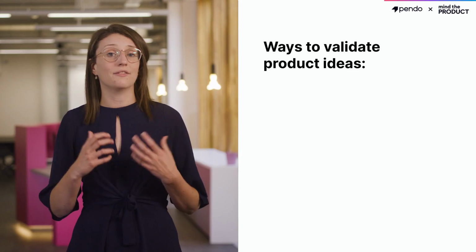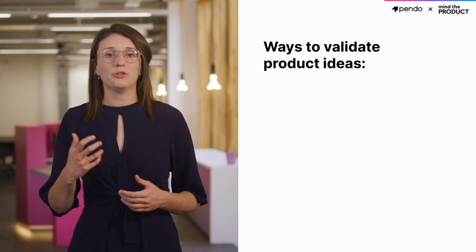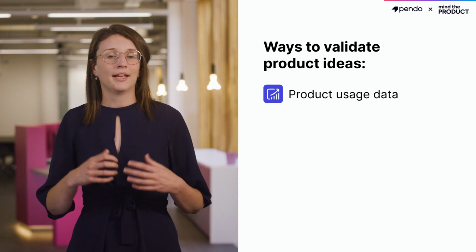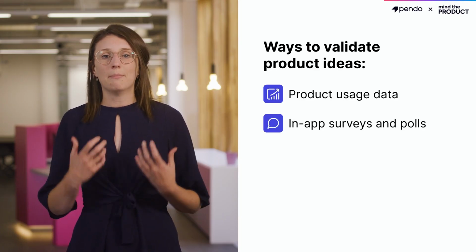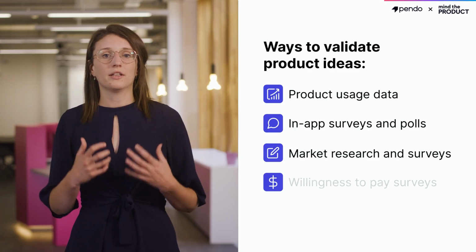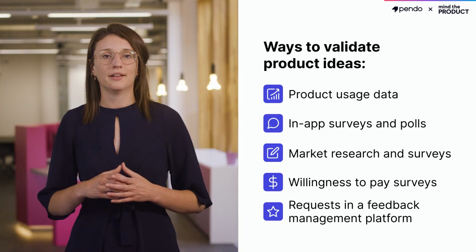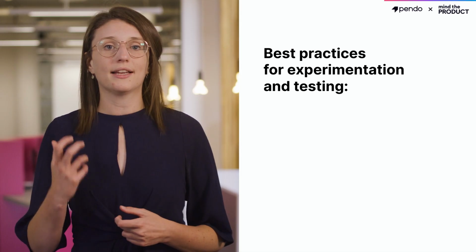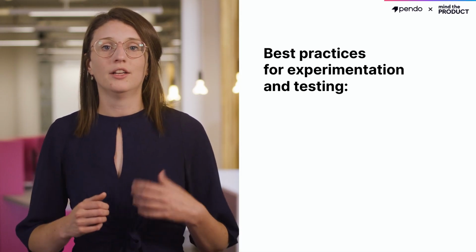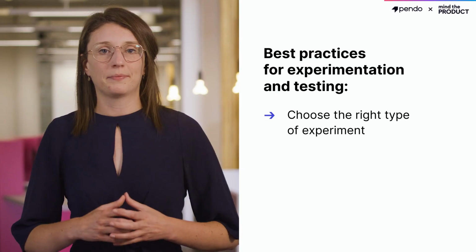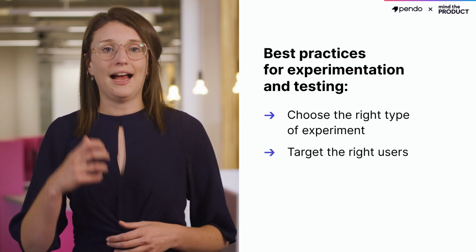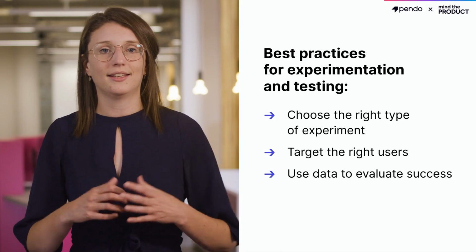Next, you learned ways to validate product ideas, including with product usage data, in-app surveys and polls, market research and surveys, willingness to pay surveys, and requests in a feedback management platform. Finally, we covered experimentation and testing, including both evaluative testing and live experimentation. You also learned 3 key best practices, which are: choose the right type of experiment, target the right users, and use data to evaluate success.